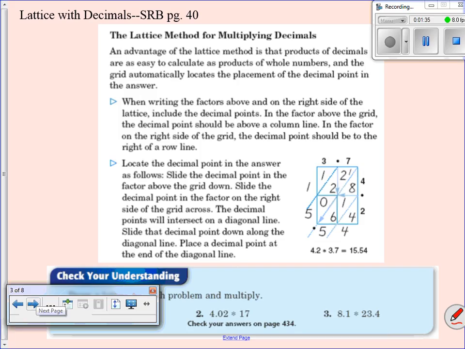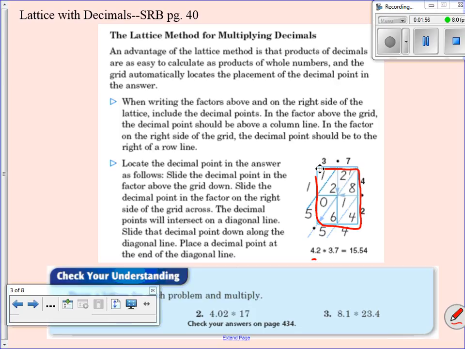All right, here are some directions. You can look in your student reference book on how to do the lattice method, okay? We're going to be working on a couple problems here. As you can see, you're set up in a box like this. I know you've seen this in previous years. What they're trying to solve here is 4 and 2/10 times 3 and 7/10.